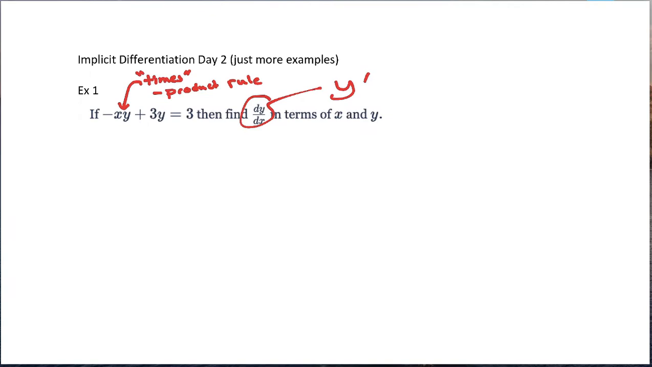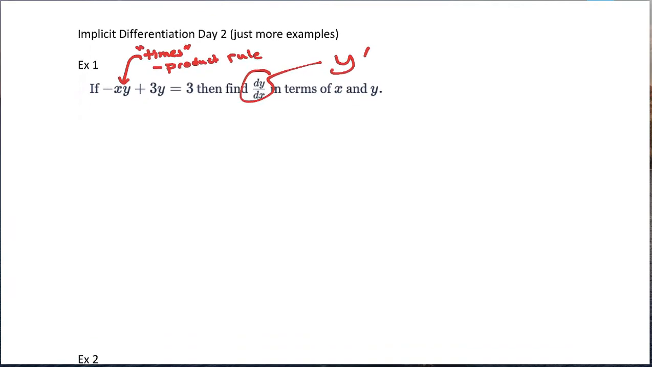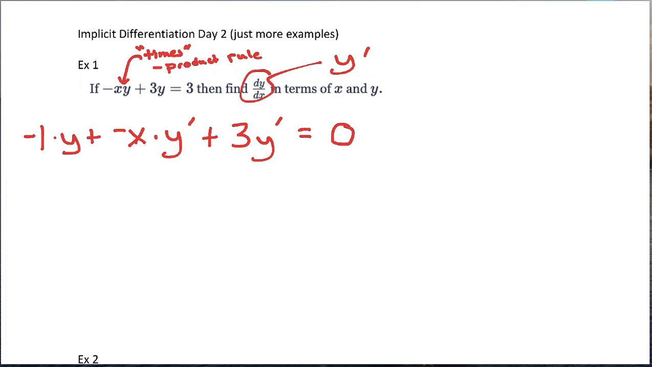But if I'm doing this problem right here, I'm going to do the product rule on this. So I'm going to take the derivative of negative x, so I'm going to have negative 1 times y plus negative x, and now the derivative of y is y prime, plus 3 is a constant, the derivative of y is y prime, equals 0, because the derivative of 3 is 0.